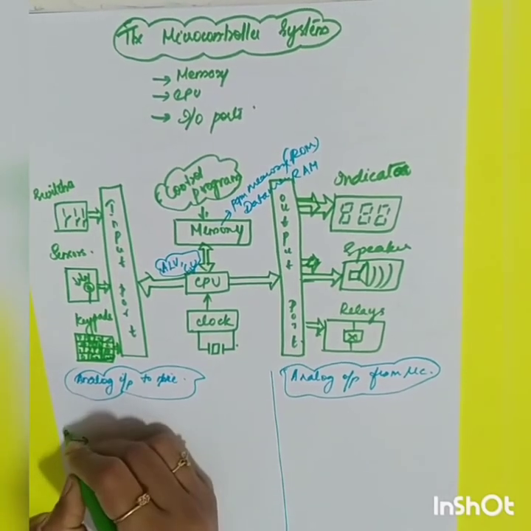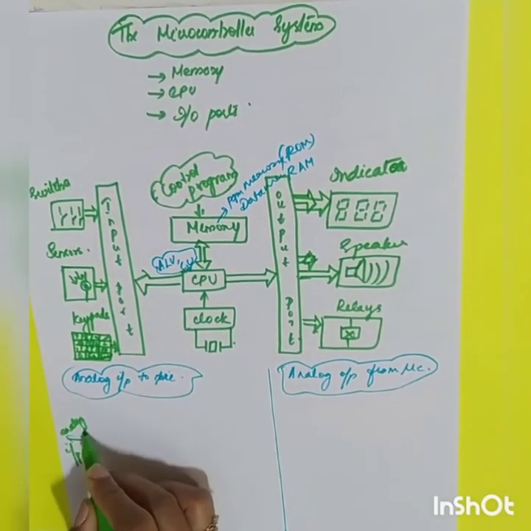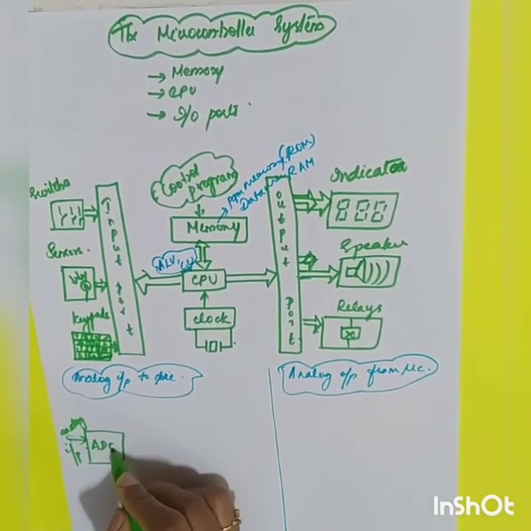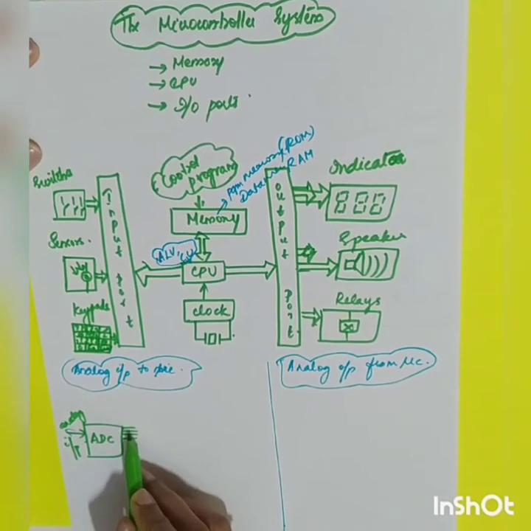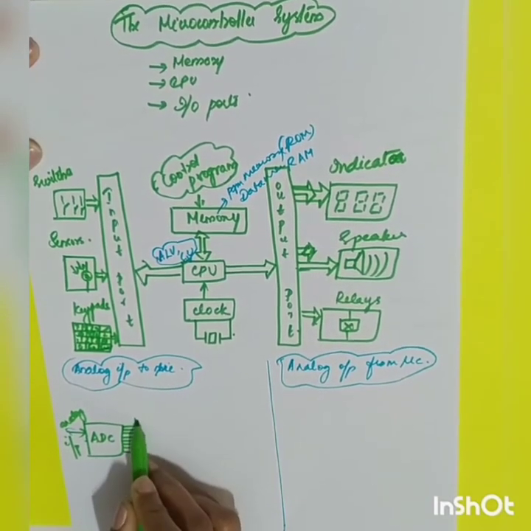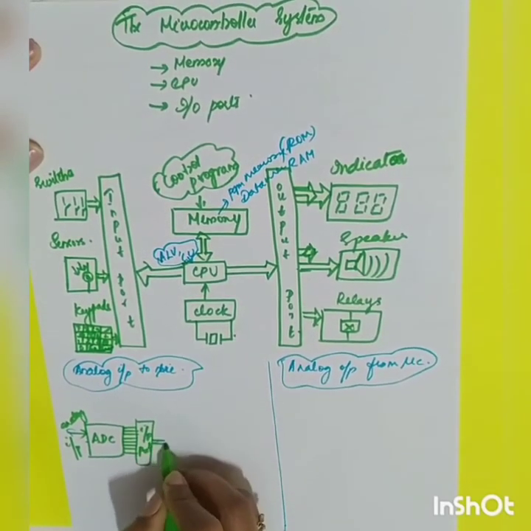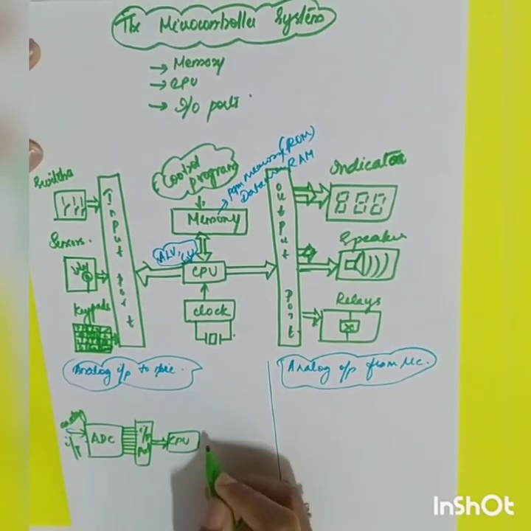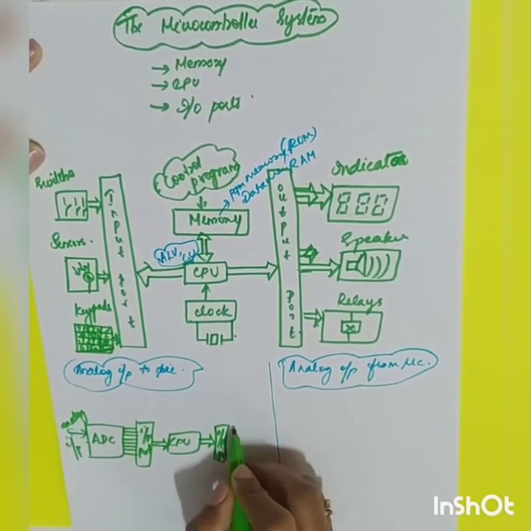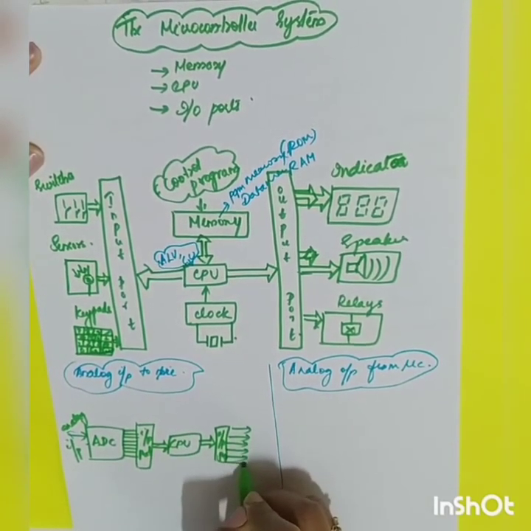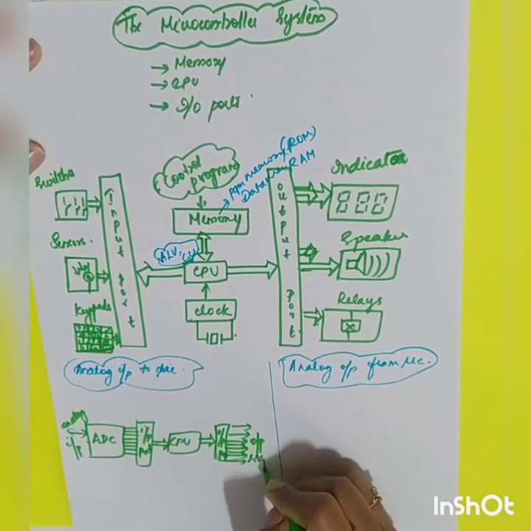So across the input side, if the sensor is giving you the analog input, what will be the next stage? The analog has to be converted into digital, right? So you have an analog to digital converter which will be given to the input port. So this is going to be your input port. It should be given to your CPU, then the output port, and you will be getting the corresponding output signal lines.